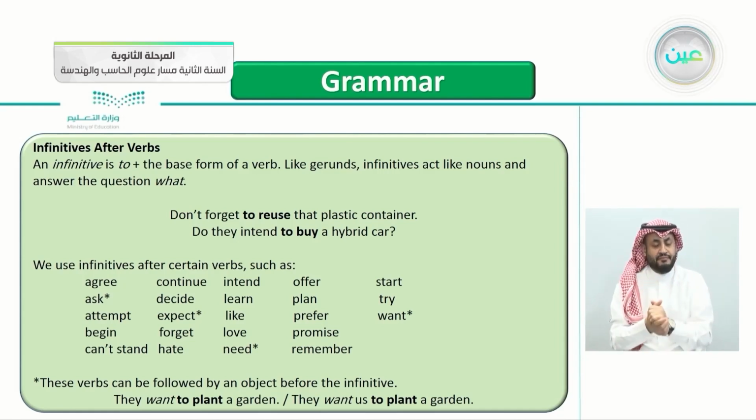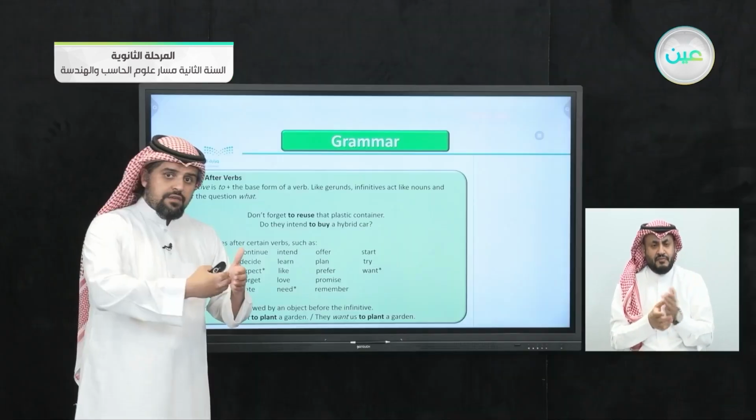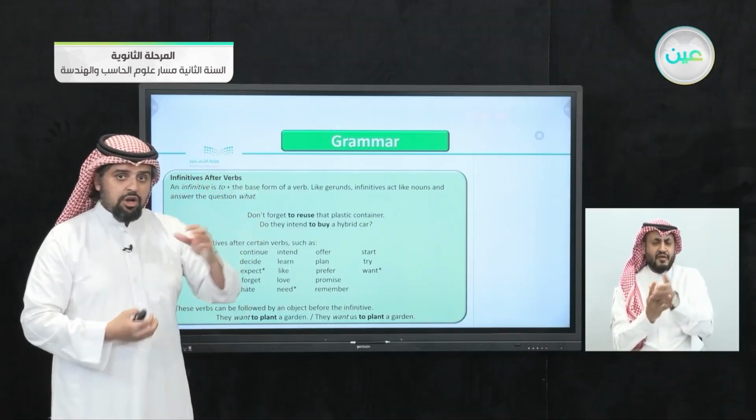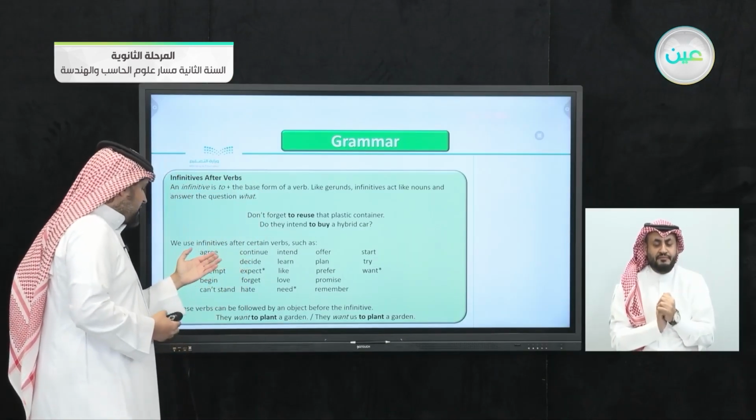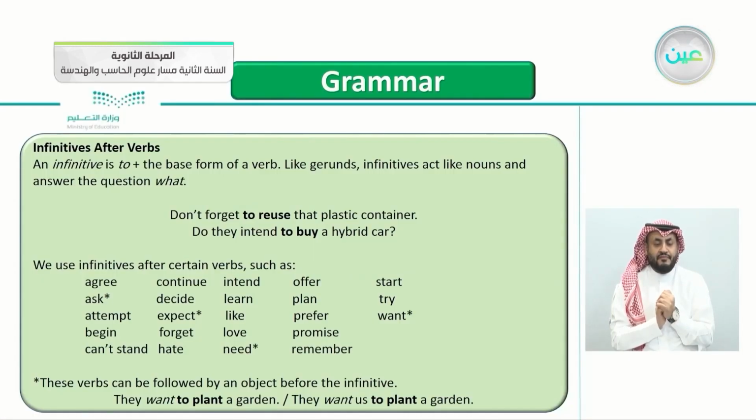Again, these verbs can be followed by an object. So the object us came after the verb want. These verbs can be followed by an object before the infinitive. So it's before the infinitive and after the verb that you can put the object, with verbs such as ask, expect, and want.